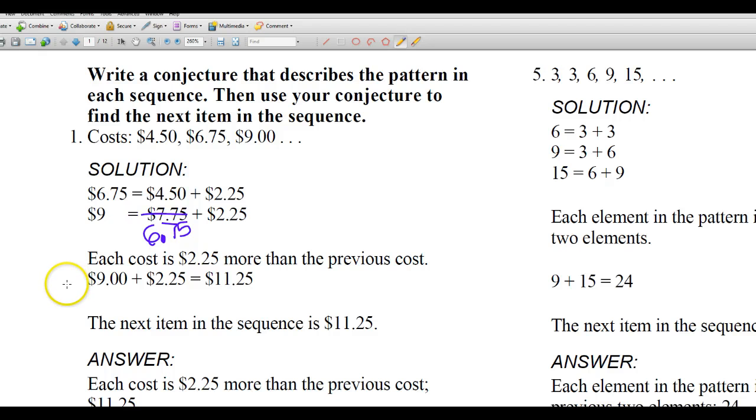This is lesson 2.1, inductive reasoning and conjecture. For number 1, write a conjecture that describes the pattern in each sequence. Then use your conjecture to find the next item in the sequence.